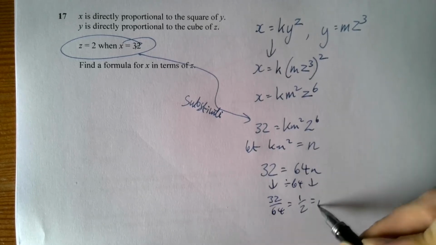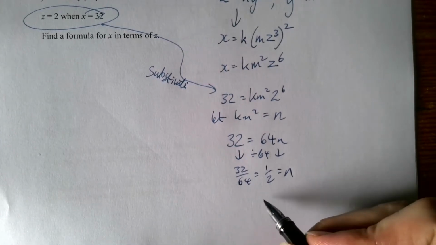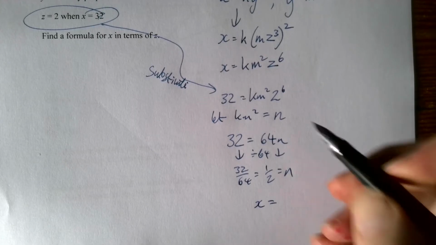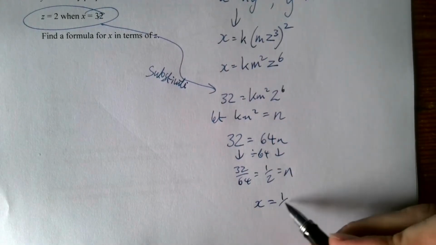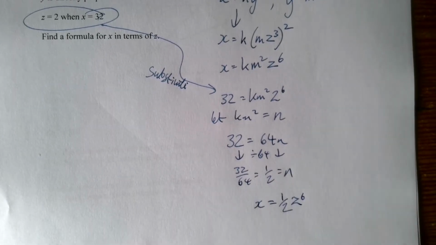half, which is n. So all of that means that my final formula for x in terms of z would be that x is going to equal, instead of km squared, I'm putting my n, which is a half, times z to the power 6. Quite a strange one. You might need to watch that through a few times to make sense of it, but just give it a go, and hopefully we'll get one a bit nicer than that on the real thing.